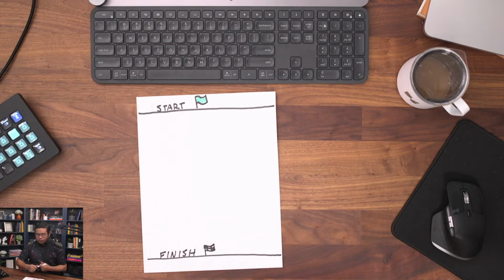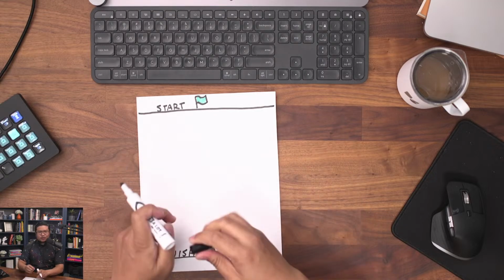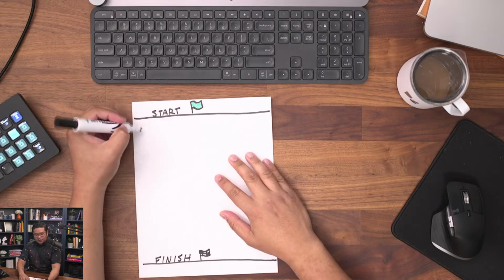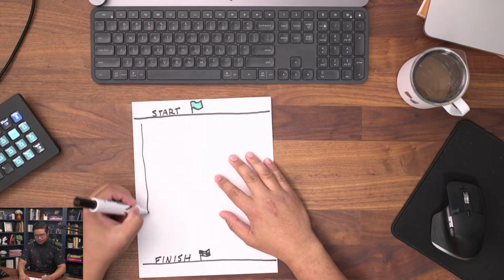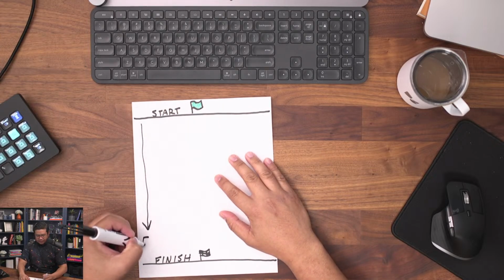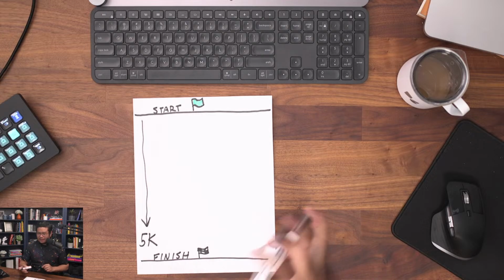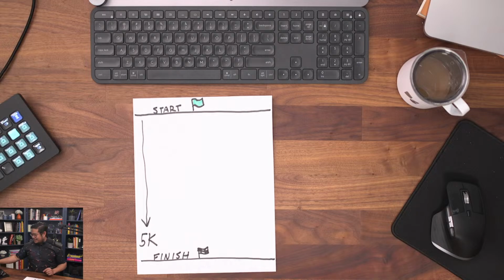So for this one, let's just do a simple one, a 5-kilometer race. So from top to bottom, from start to finish, it's 5K, 5 kilometers, all right? And hello to Scott's 2-year-old laughing at the screen. So say this is us.